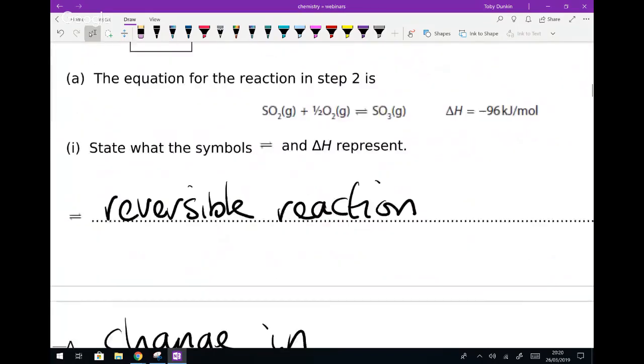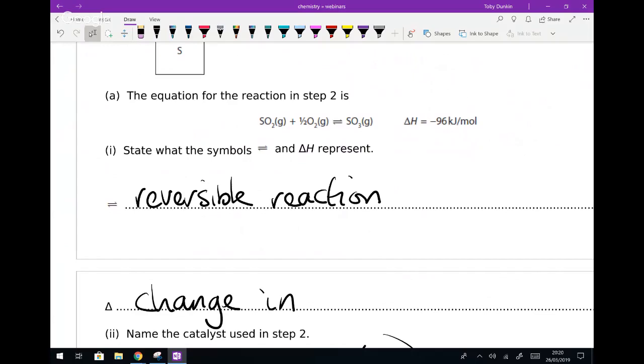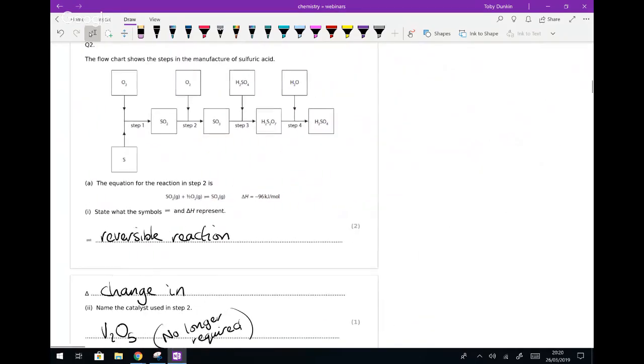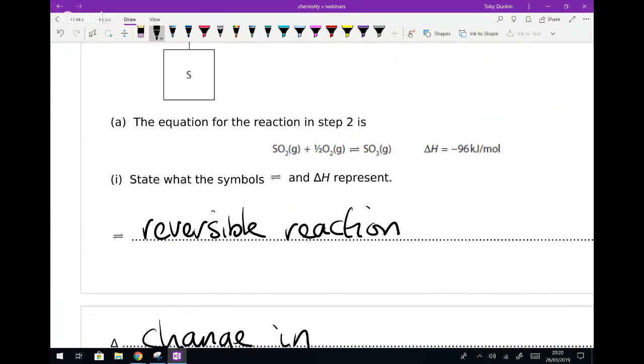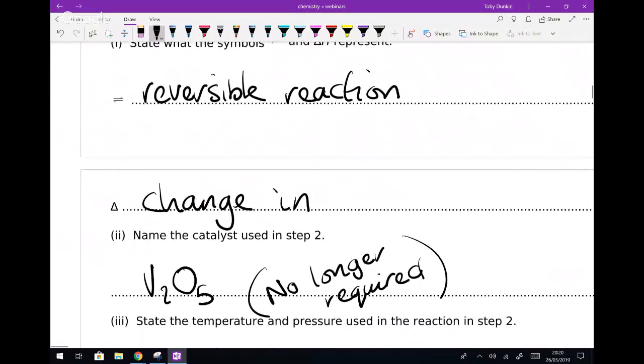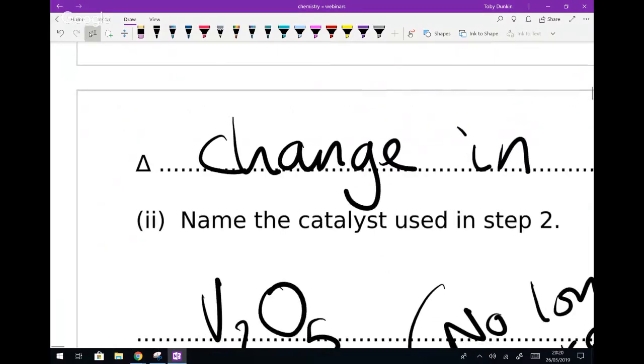Right, nice to see some nice easy industrial questions. Now this is what I mean by you don't have to be given them. I'm going to show you which ones they can ask and which ones they can't. So they can ask this one. The double line means a reversible reaction. I think everyone will have this one. The delta, I thought this was genius.